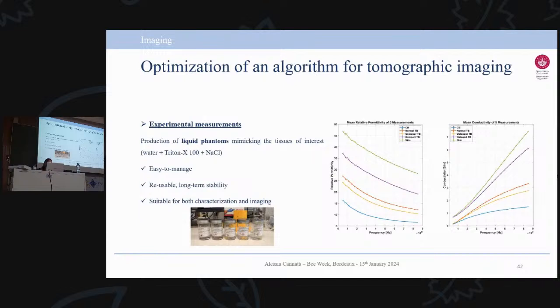Then, I wanted to test the same combination of algorithms even in an experimental context. So again, I developed phantoms, but now they were liquid, not jelly, using water, Triton X, and salt. Triton X is not so non-toxic, but still, these materials are very easy to manage, and the liquid phantoms are even better than the other ones because they are reusable and they are very stable in terms of time. These ones are the phantoms. The characterization method was the same dielectric one that I showed you that we carry out in my lab. These are the properties, which are fine.